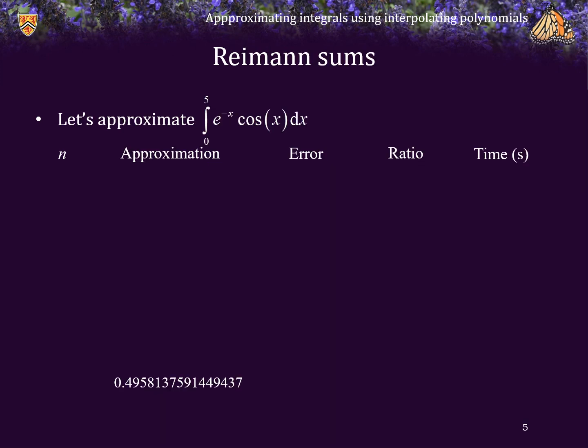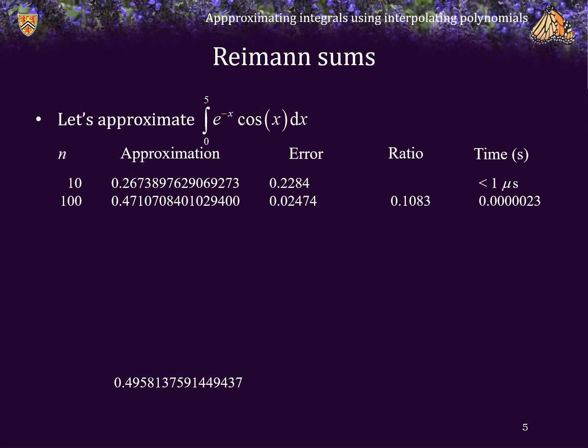All right, let's use the definition of the Riemann sum to approximate this integral going from 0 to 5 of e to the negative x cos of x. Now, the correct answer to the number of digits shown is seen below. If we use only 10 intervals for the Riemann sum, notice that, oh dear, we've got a relative error of almost 50%. That's not a really good approximation, although it calculated very quickly, less than 1 microsecond.